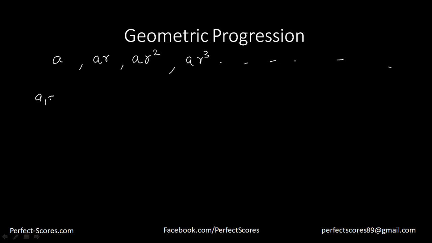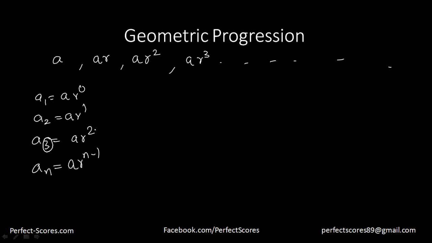So what's the first term? A into R to the power 0. What's the second term? A into R to the power 1. What's the third term? A into R to the power 2. So what is going to be the nth term? That is going to be A into R to the power n minus 1.